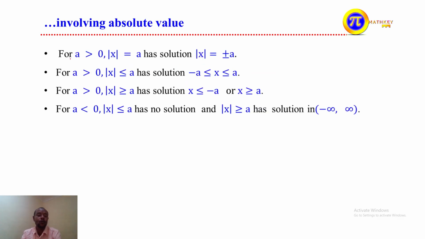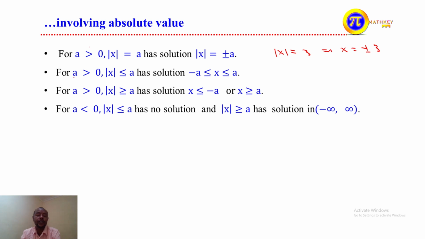In case a is greater than 0, that means it is positive, absolute value of x is equal to a means x can be plus or minus a. You can take an example: absolute value of x is equal to 3, which implies x is equal to plus or minus 3.